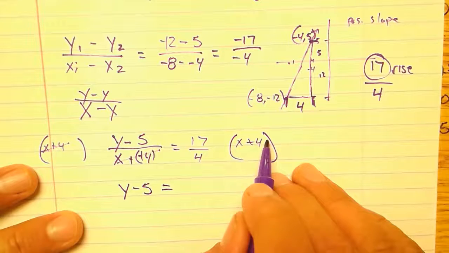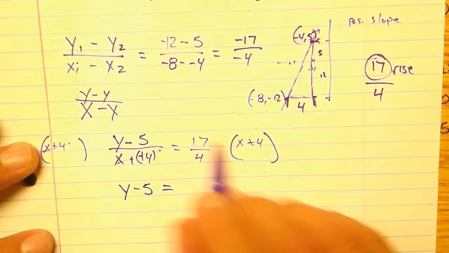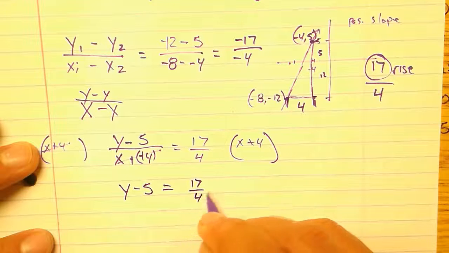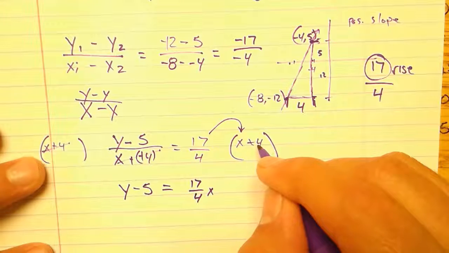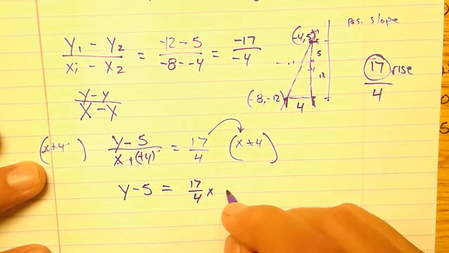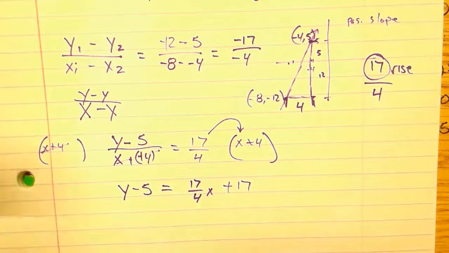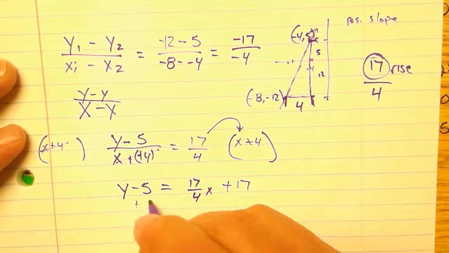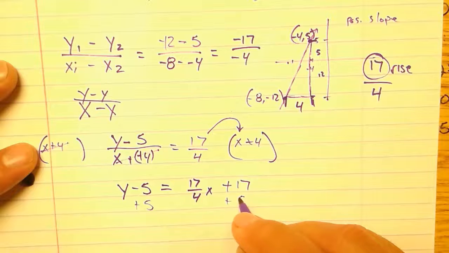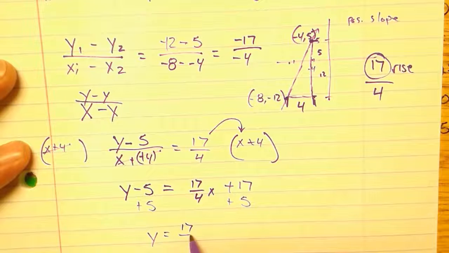Man, that's kind of ugly, but not too bad. 17 over 4 times x, because I'm distributing, and 17/4 times 4. Well, the 4's are going to divide each other out, plus 17. I am almost done, except I need to remove that minus 5 by adding 5 to both sides. And I am left with y is equal to 17/4 x plus 22 is my final equation.